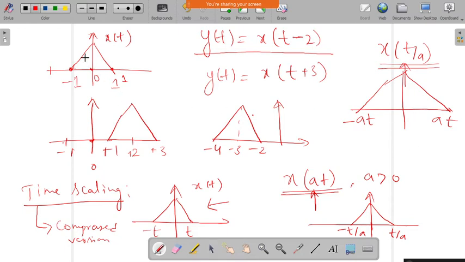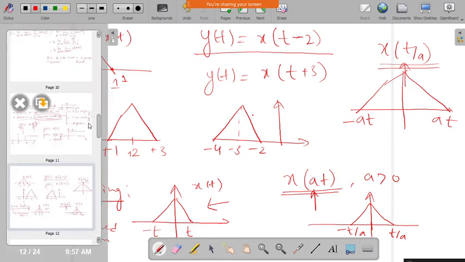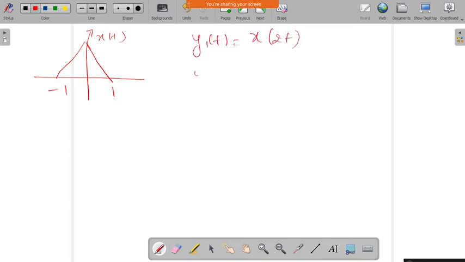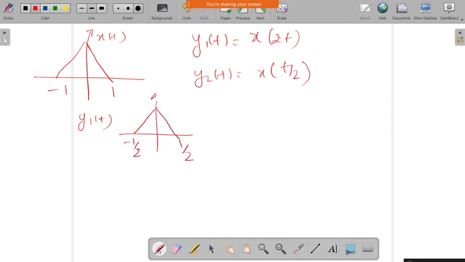Now if I take the same example, between minus 1 to plus 1, x of t. Now if I do y1 of t equal to x of 2t and y2 of t equal to x of t by 2. Now what is y1 of t we are going to get? We have to divide by 2, which gives minus 1 by 2 to plus 1 by 2. This is y1 of t.